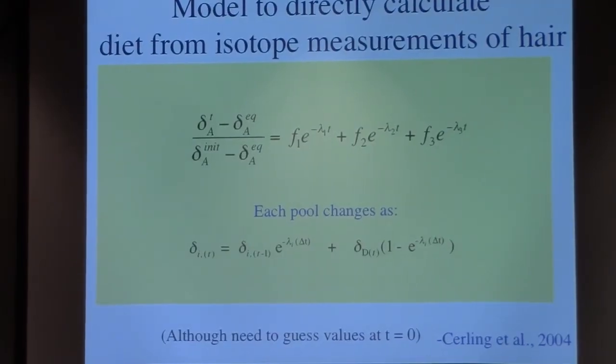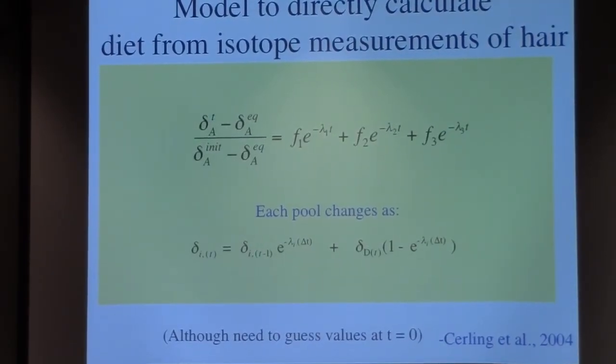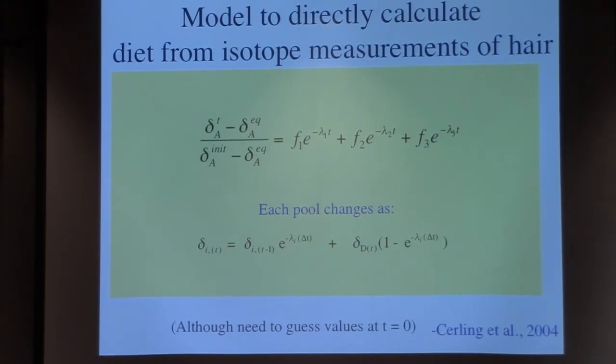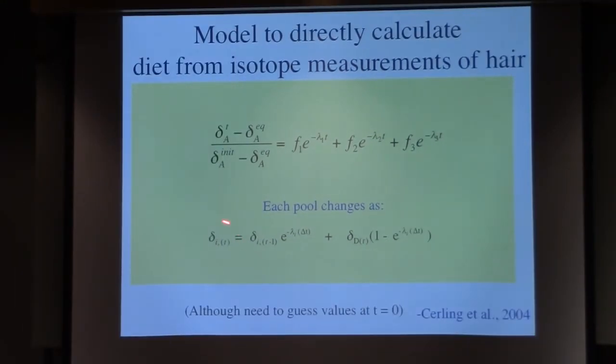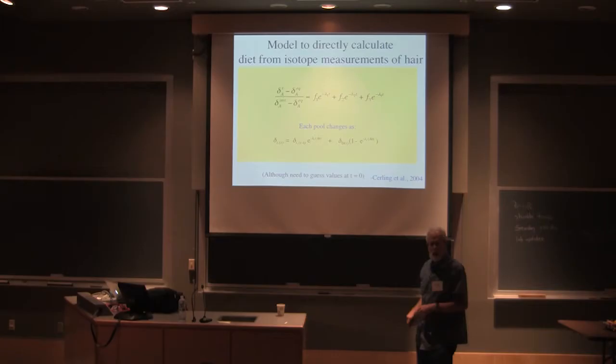So the other nice thing about this forward model is that if you look at the individual pieces, you can say that the delta value at any time is related to what the value was yesterday and the difference in time between our two measurements, and then the diet contribution.